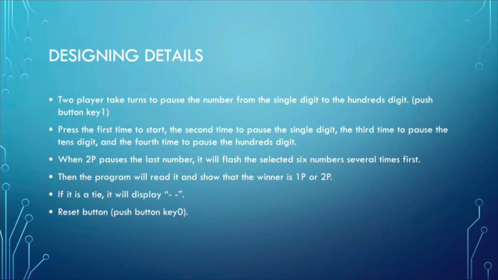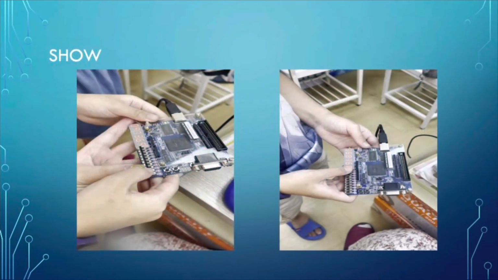Okay, so after player 2 pauses the last number, it will flash several times, and then show which player wins the game. If it accidentally ends in a tie, it will show 2 flashes, and you can play it again by restarting. And the result button, when you press it down, remember to press the pause button 1 more time to turn the numbers back. Okay, so let's keep going.